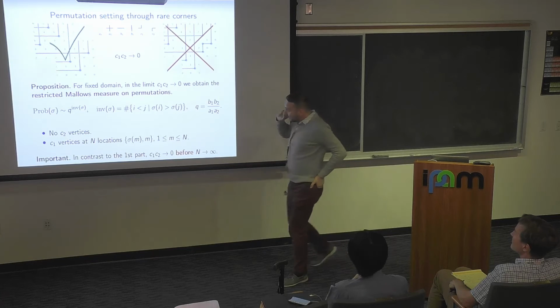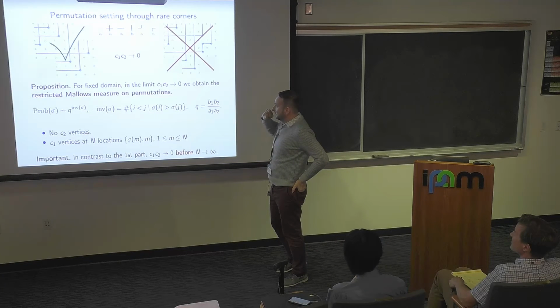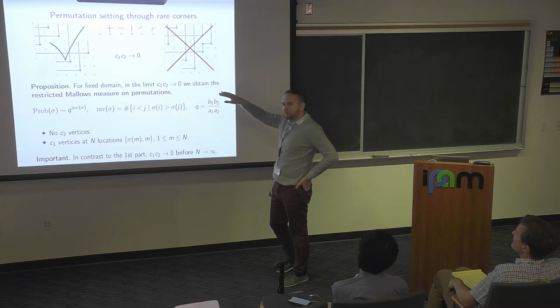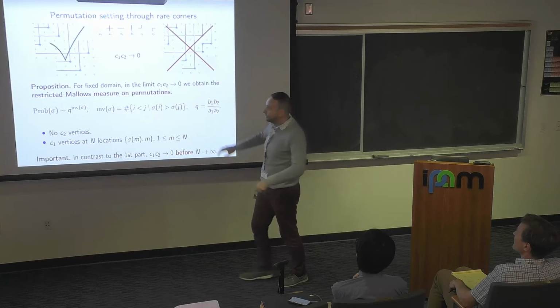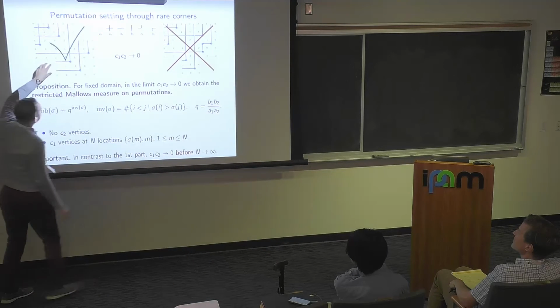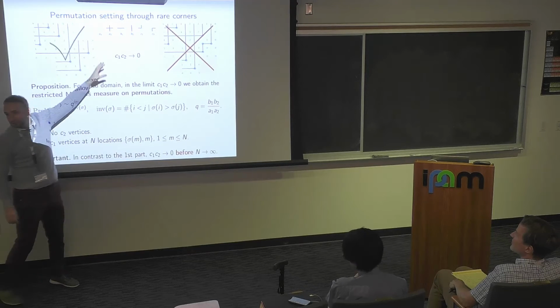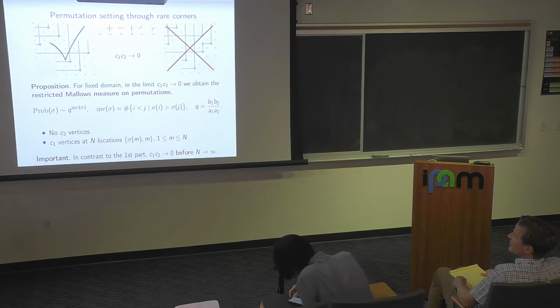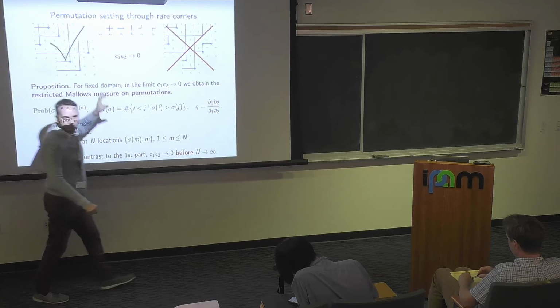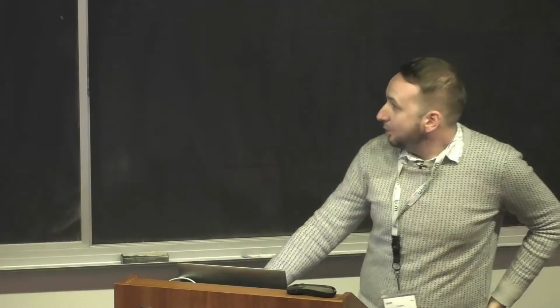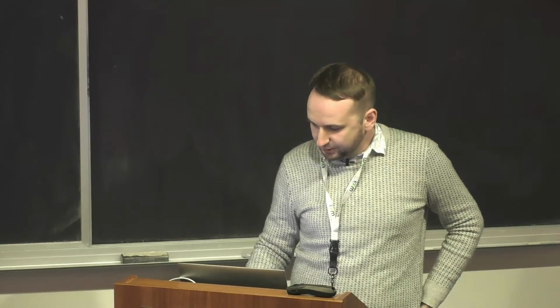Now, I should emphasize that this is not the usual Mallows measure, but a restricted Mallows measure, because not all permutations can appear. So in terms of the permutation matrix, we don't allow these corners to be here or there. If you want, these are all permutations where you prohibit your permutation matrix from having entries in some parts of the square. Okay, so that's the model which we got through the limit from the six-vertex model.